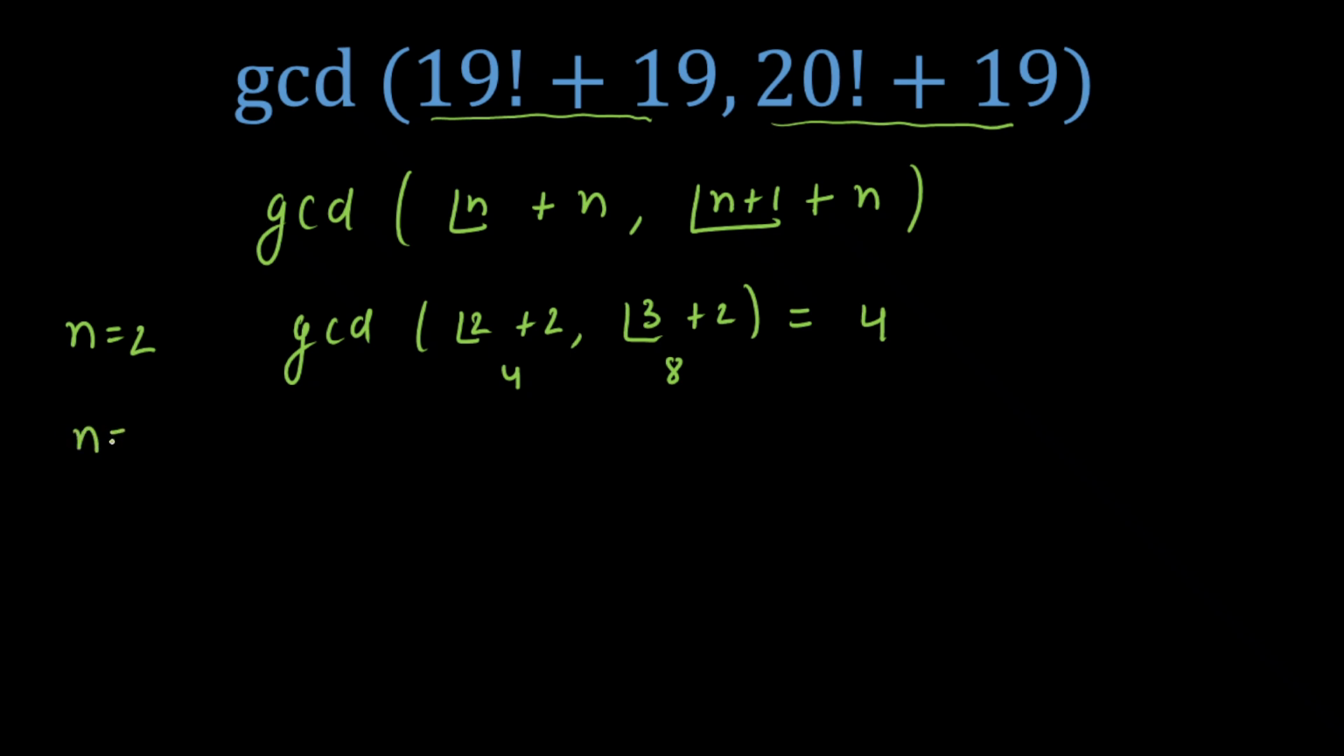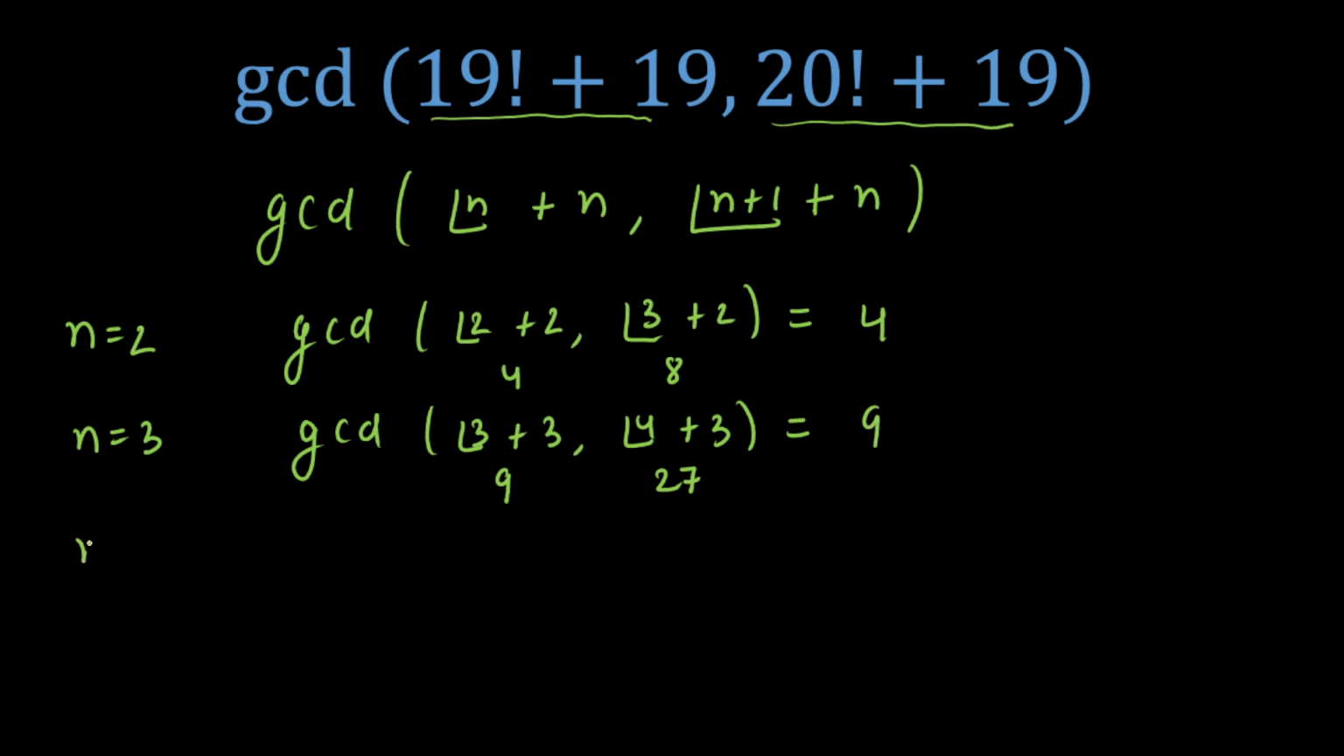So let's start with n is equal to 3. We want to calculate GCD of 3 factorial plus 3 and then one more, that is 4 factorial plus 3. Now 3 factorial plus 3 is 9, and 4 factorial is 24 plus 3 is 27. You can clearly see the GCD of these two numbers is 9.